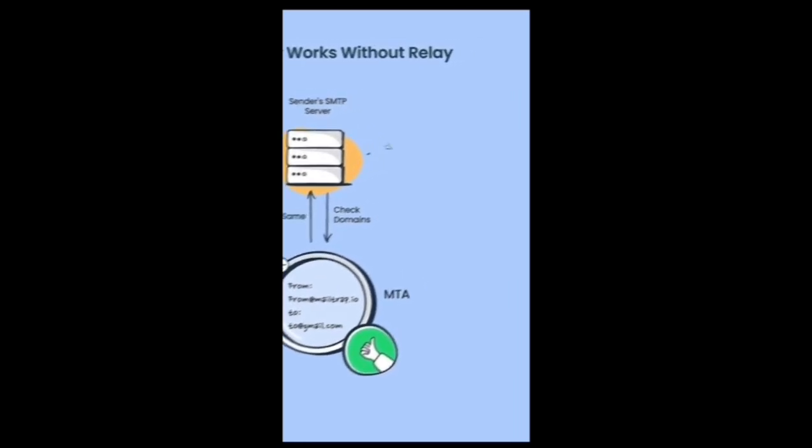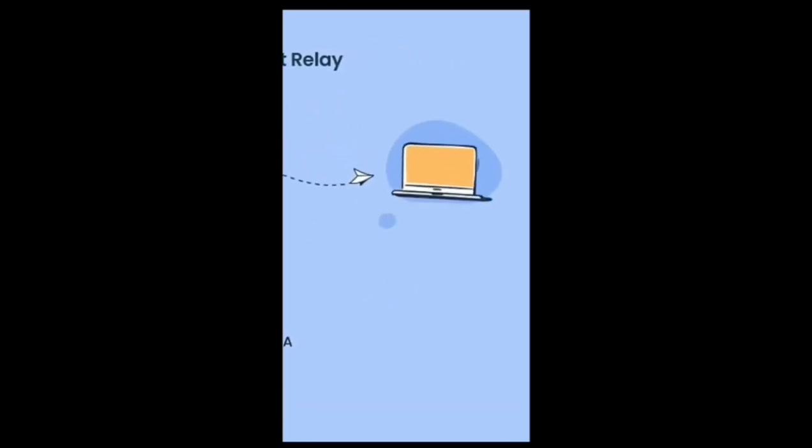The components are user agents, which are applications used such as Google, Outlook, and Thunderbird. They can be in various forms.